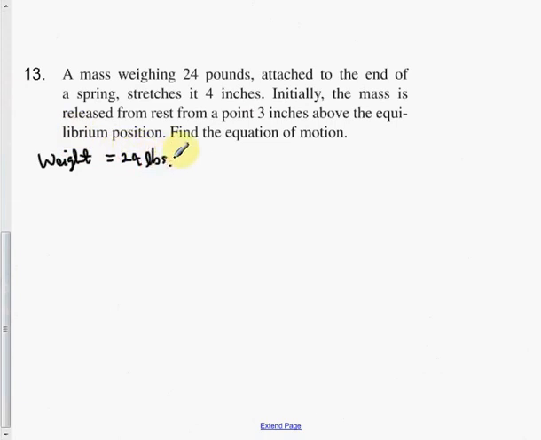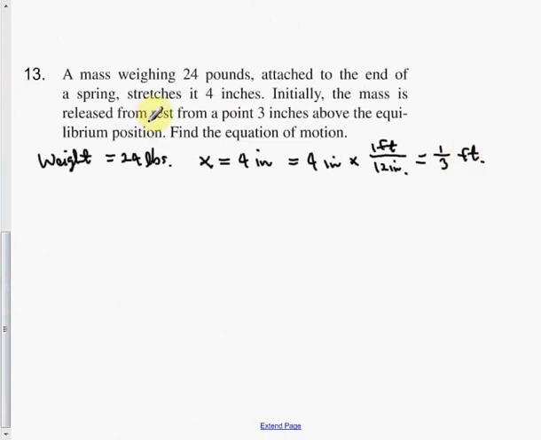24 pounds, attached to the end of a spring, stretches it 4 inches. So here x is equal to 4 inches. I need to convert inches to feet, so let's do that right now. This is 4 inches times 1 foot over 12 inches. So that's just 1/3 of a foot.